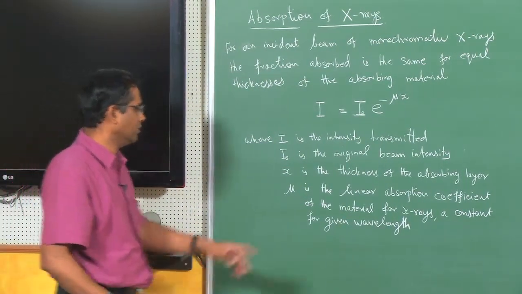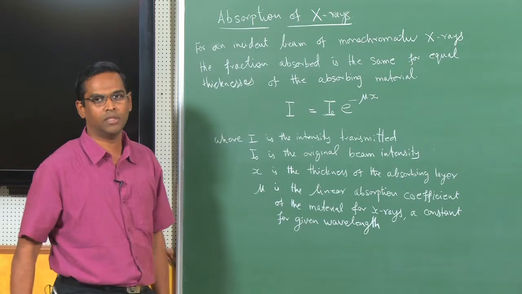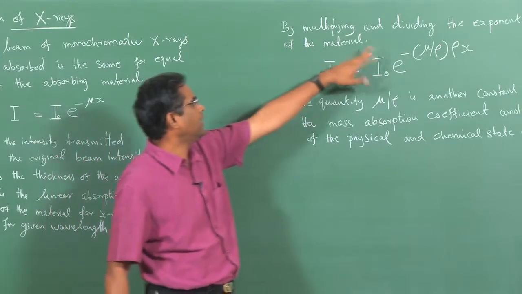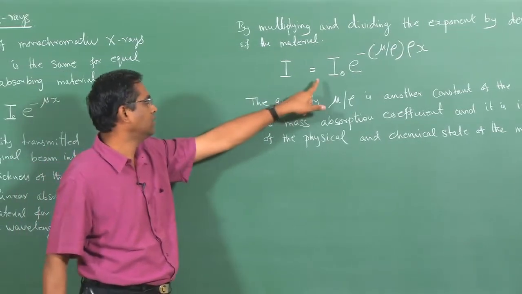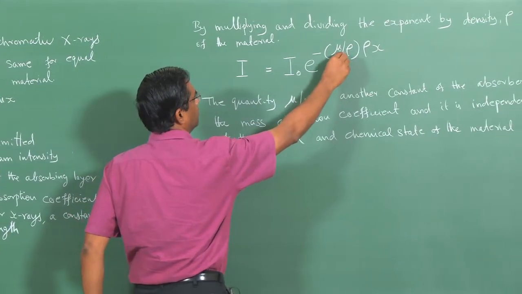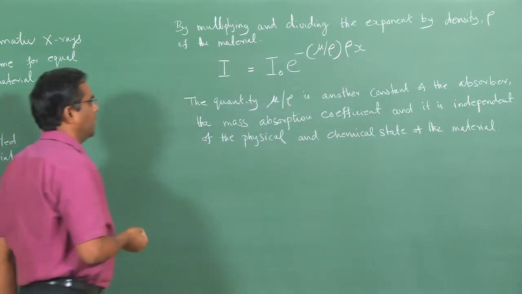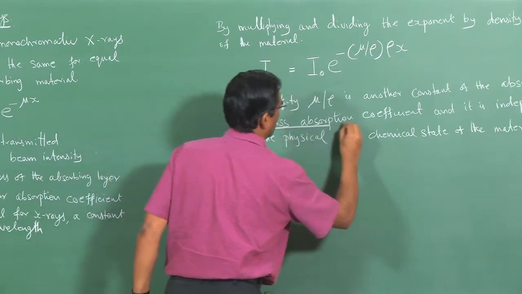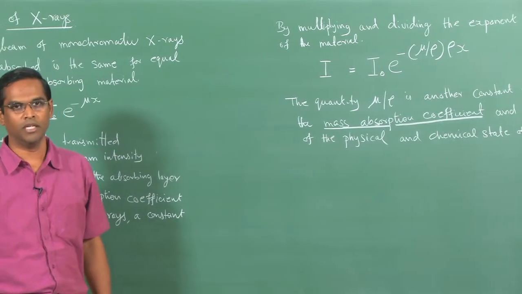We can convert this linear absorption coefficient to a mass absorption coefficient, which is much more useful. By multiplying and dividing the exponent by density rho, this equation can be modified like this: I is equal to I naught into e to the power minus mu by rho, which is the mass absorption coefficient, into rho x. So, this quantity is called the mass absorption coefficient, which is independent of the physical and chemical state of the material.